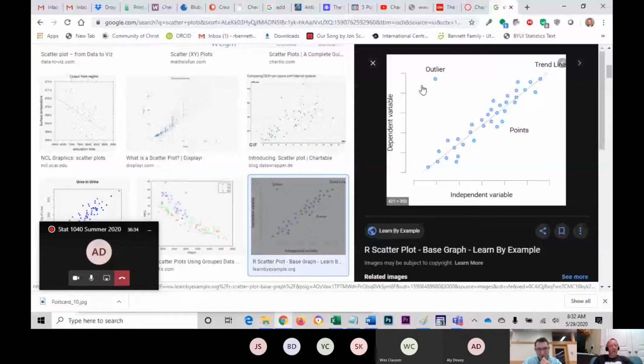Let's see. So this one. So as you guys look at this one, how would you describe this scatter plot here? Would it be a strong or weak? Strong linear, positive linear. Okay, anybody else? Do you agree with that?